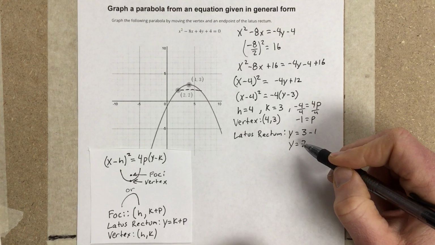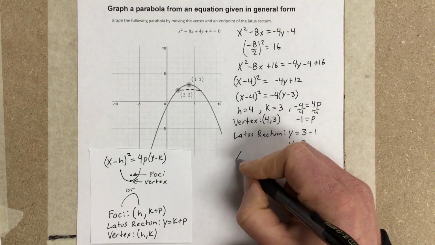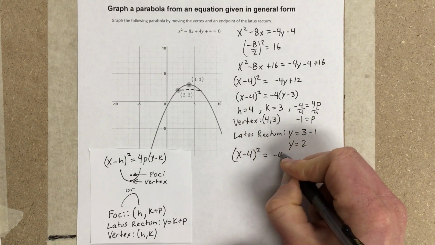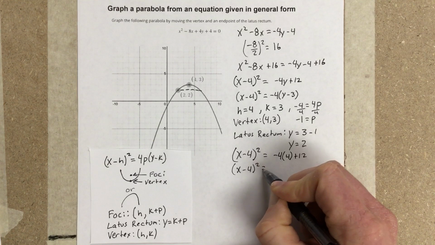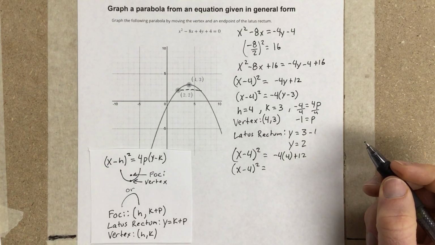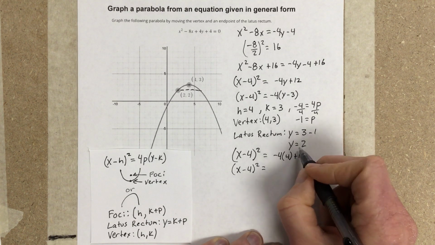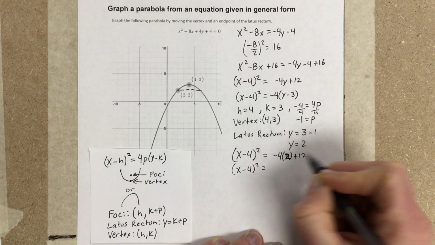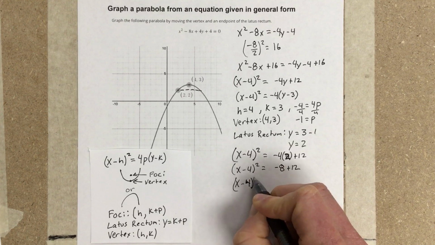Once I have that equation, I can go ahead and find those endpoints by taking the y value and plugging it into the original equation that I had right here. So I have (x minus 4) squared is equal to negative 4 times 4 plus 12. I should not have plugged in 4. That should be 2. Y is equal to 2. So this is 2 here, not 4. That gives you negative 8 plus 12. So I get (x minus 4) squared is equal to 4.